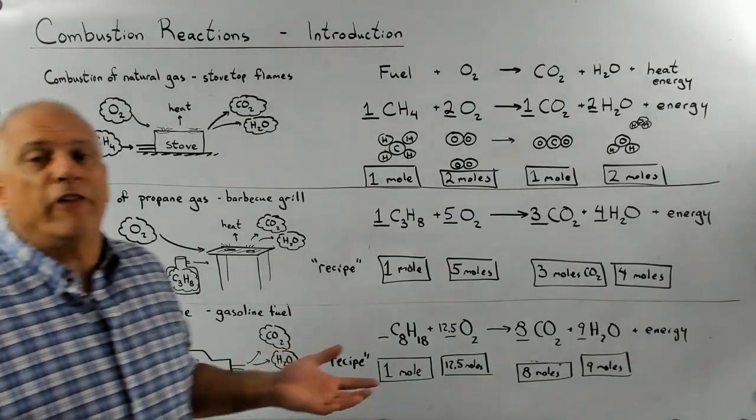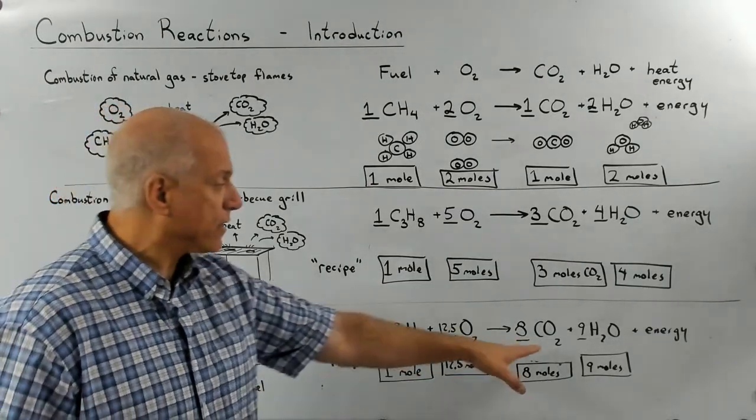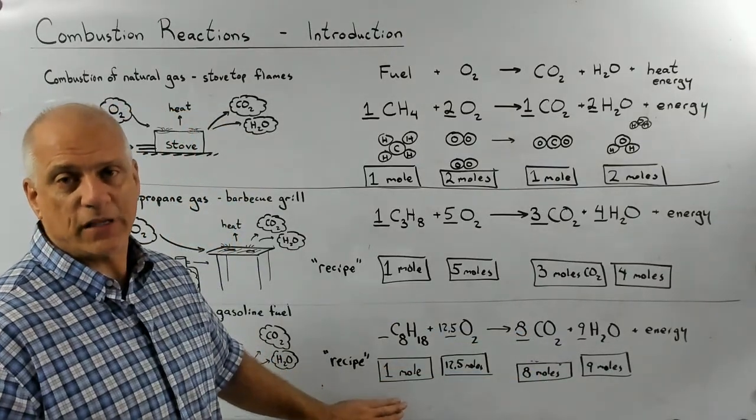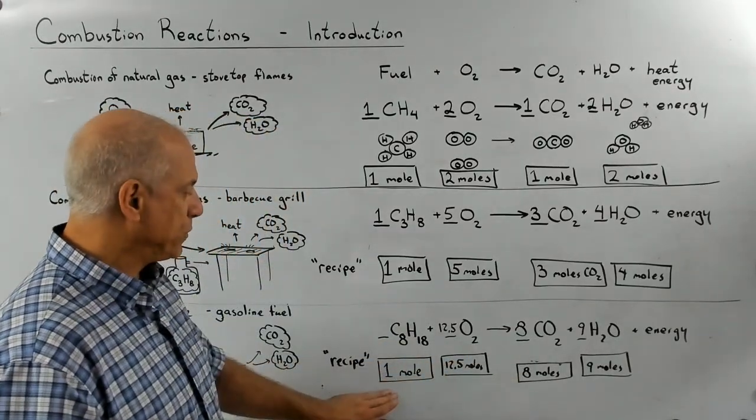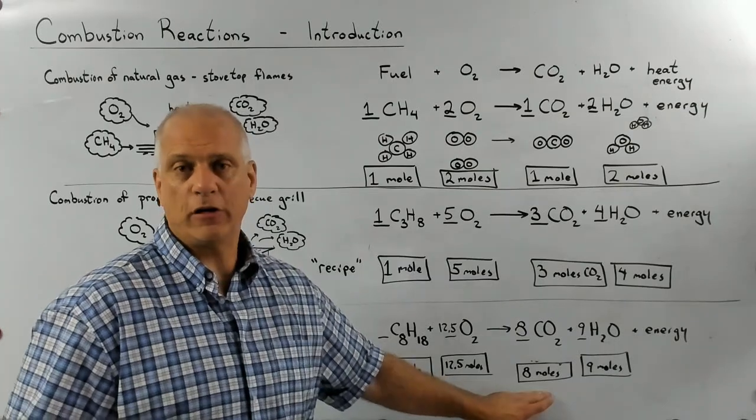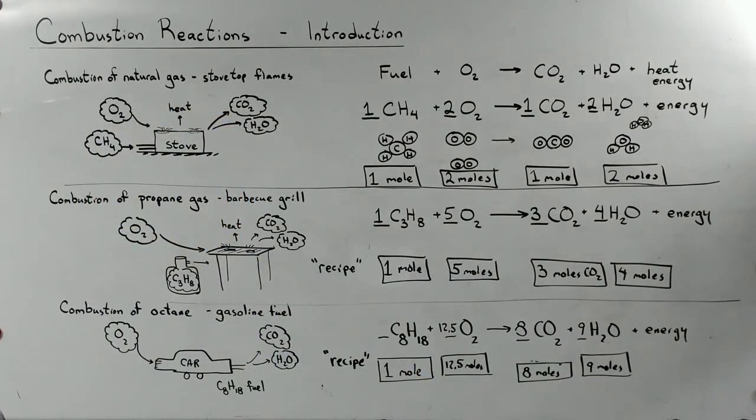If I were to do a reaction, and if they said how many moles of carbon dioxide come out if we reacted 2 moles of C8H18, well, 1 mole gives you 8 moles of that, so 2 moles of C8H18 would give you double, 16 moles. It's just simple ratios. So we'll leave it at that. That's a brief introduction to combustion reactions and balancing combustion equations.